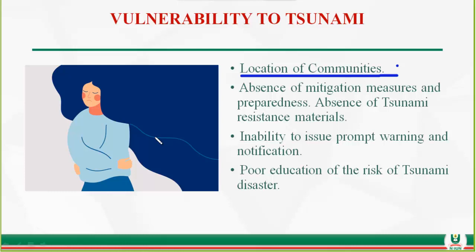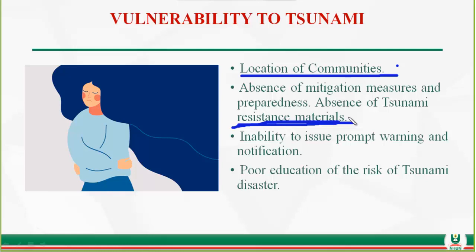Now, the absence of mitigation measures and preparedness. For instance, those who build houses around tsunami-prone areas without tsunami-resistant materials are not prepared for any form of tsunami occurrence. Those people can suffer a lot. They can become vulnerable to any event of tsunami.